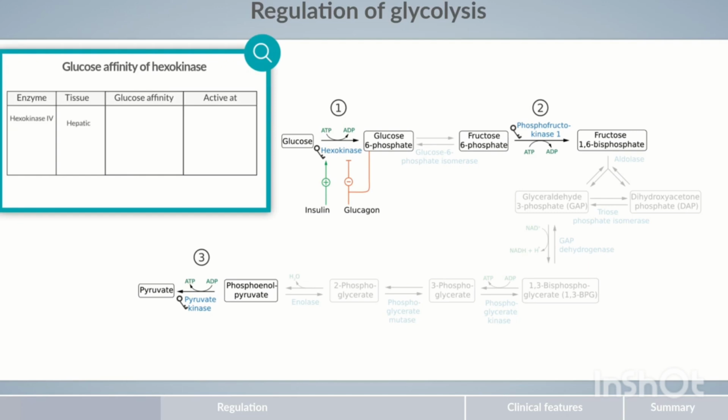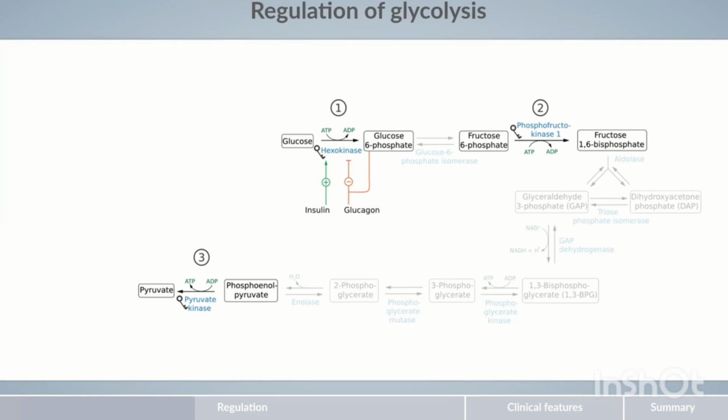Hexokinase 4, also termed glucokinase, which is present in the liver, has a low affinity for glucose. Hexokinases of other tissues have a higher glucose affinity. This ensures that at low glucose concentrations, extrahepatic tissues are preferably supplied. Only if there is a high blood glucose concentration in the portal vein, the liver begins to store glucose as glycogen. The regulation of phosphofructokinase 1 has a major impact on glycolysis, as it is the rate-limiting step.